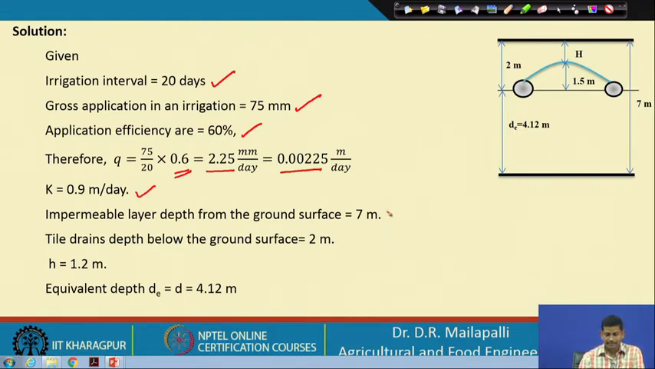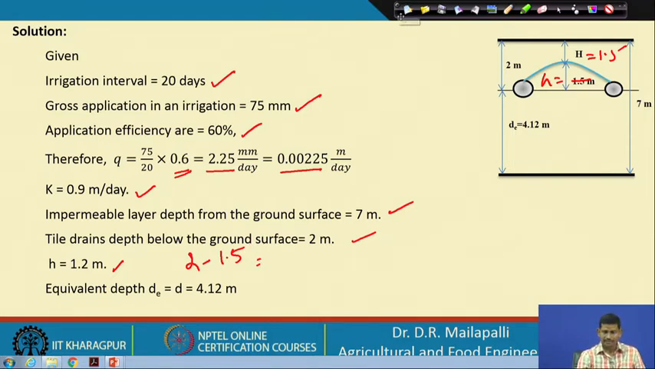Then the other data, like 7 meter and 2 meter, is the drainage depth. So, h is equal to 1.2, because, so sorry, here now, this is not 1.2. So, this is h is equal to 1.5. Okay. So, the small h is equal to 2 minus 1.5, you will get 0.5.